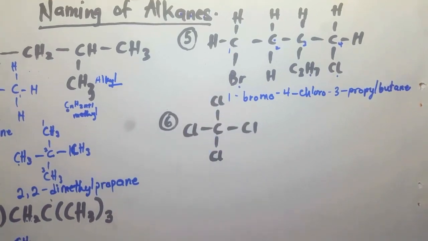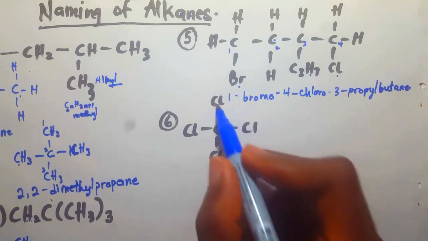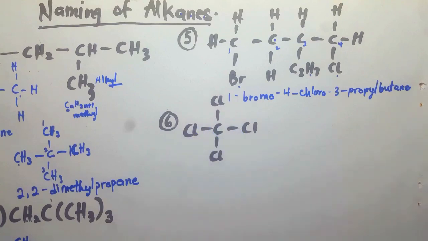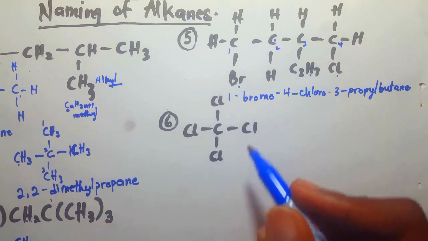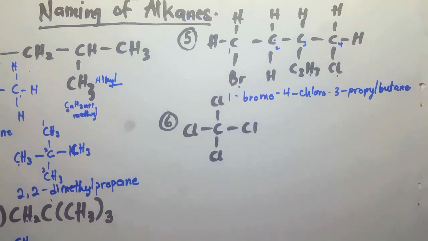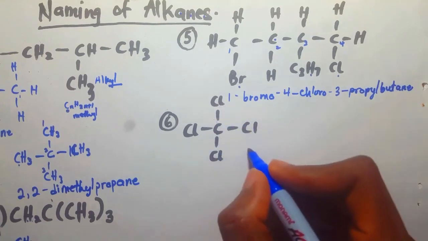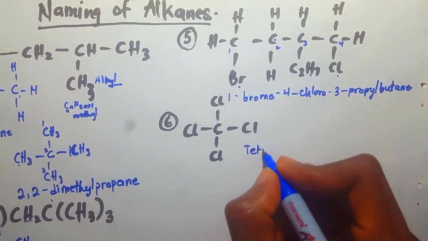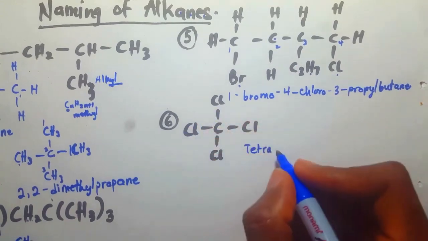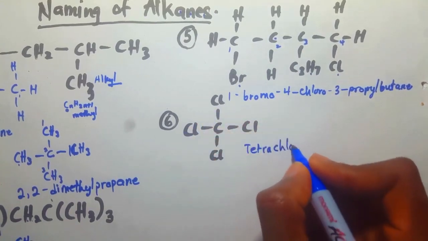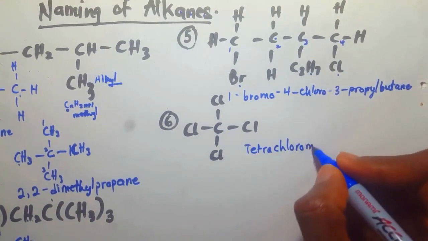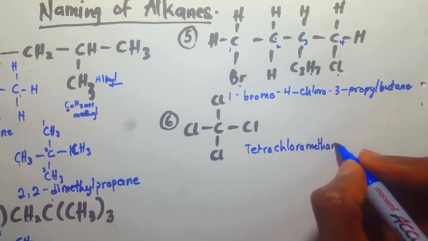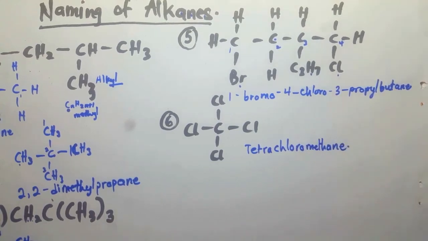So how will you call this? You can pause the video and try to name it. Okay, so this is carbon and you have 1, 2, 3, 4. Since they're only single bonds, you know this is an alkane. It's an alkane and you have 4 chlorines around it. Now, when it was 2, I told you it was di. When it was 3, I mentioned tri. So since there are 4, this is going to be called tetra. Since it's Cl, chlorine, chloro. Tetrachloro. Since it's only 1 carbon, tetrachloromethane. So that is the name, tetrachloromethane.